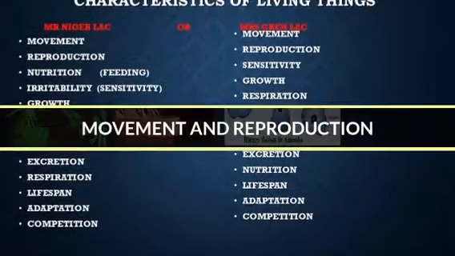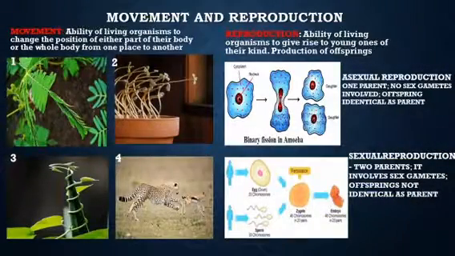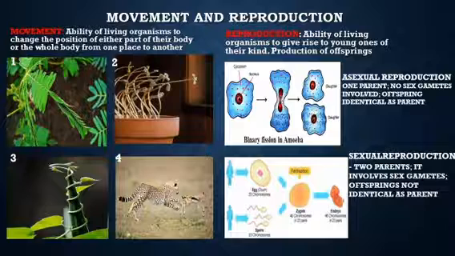We are looking at movement and reproduction together. Now, the first one, I will discuss movement. What does movement mean in defining characteristics of living things? We are saying that all living organisms have the ability to change the position of either part of their body or the whole body from one place to another.